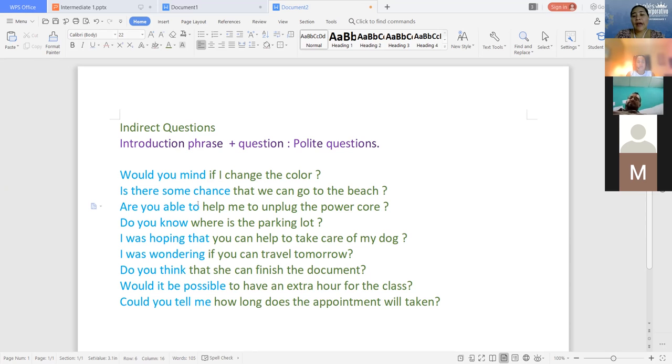Basically, after the two, you can use any verb that you would like to. Are you able to arrive on time, for example? Are you able to do this or this? Are you able to finish the project, for example, and so on? So after that one, you can have any verb that you would like to.